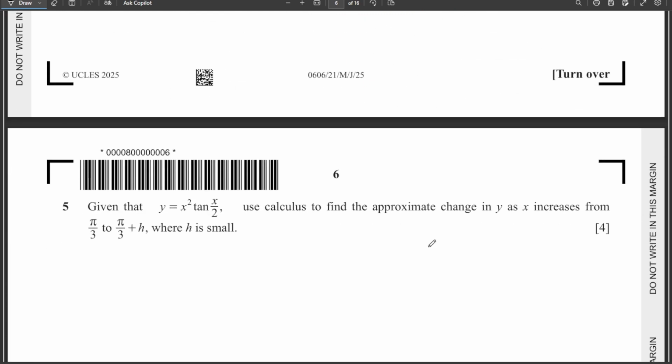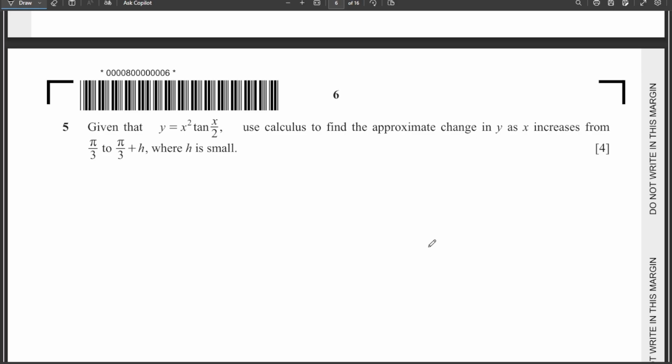Right, moving on. Part 5. Given that y is a function, use calculus to approximate the change in y as x increases from pi over 3 to pi over 3 plus h, where h is small. Okay, so first of all, we are given the change, right? Immediately we can know the change of x. That's pi over 3 plus h minus pi over 3, which is just h.